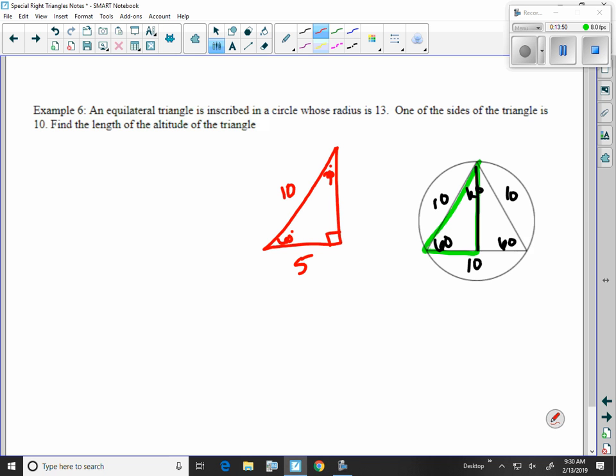I can easily find my altitude, because I have a 30, 60, 90. So, 5 is x in this case. How do I know that 5 is x? It's across from the 30 degrees. Good. Okay, 10 is my 2x. That means this one's x square root of 3 because it's across from 60. So what's the measure of my altitude? 5 square root of 3.